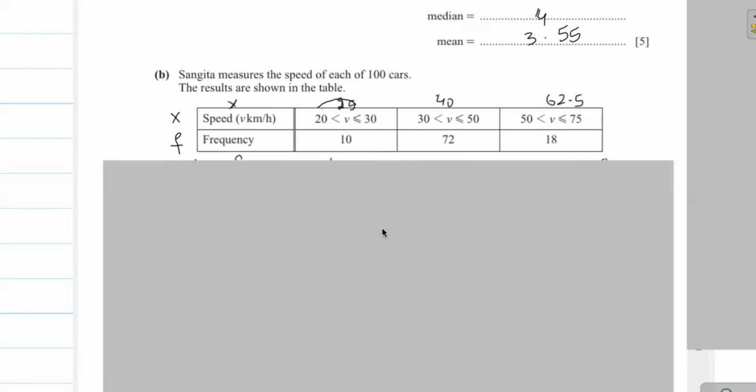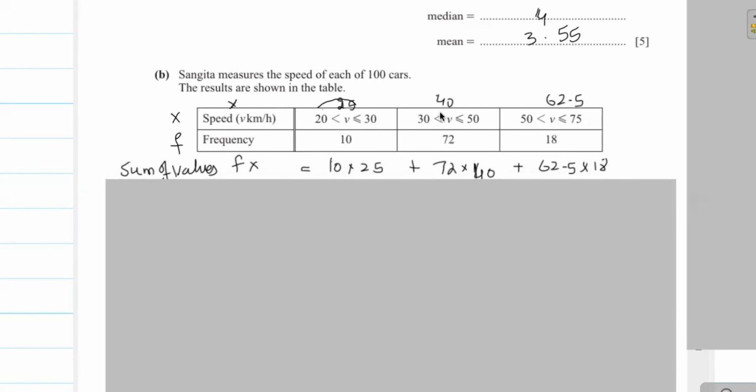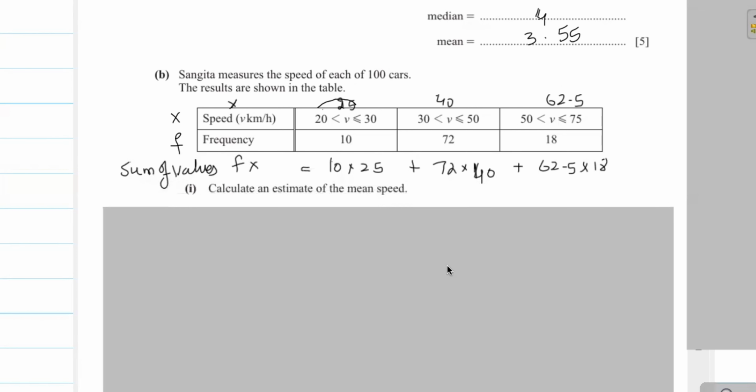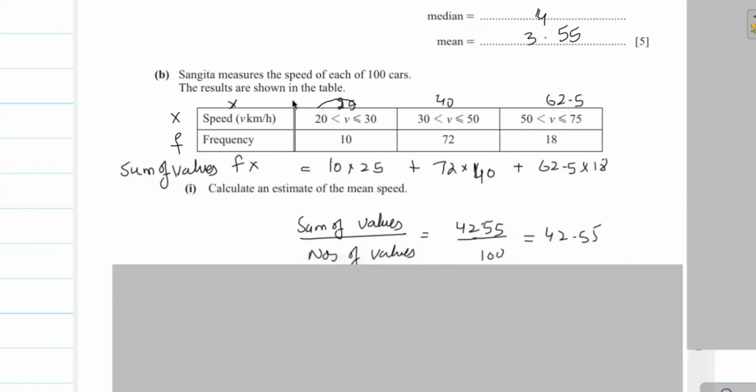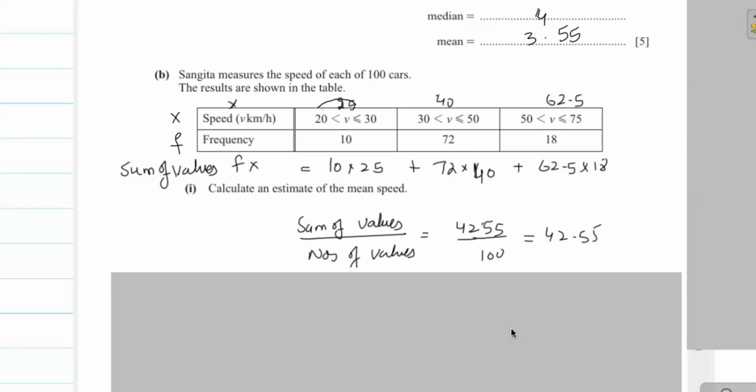Now look here, 10 into 15, then 40 multiply 40, and next will be 62.5 multiply 18. Now after taking the products, we will add and we get the sum of values. Look here, when we add all these product values, we get 4,255. Look here, there are 100 cars, therefore the total frequency is 100. We divide 4,255 by 100, we get 42.55. This is the estimated mean of the speed.